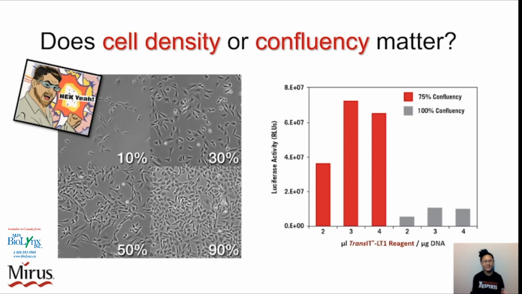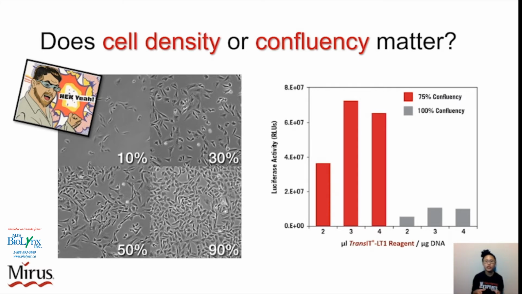Heck yeah, it does. These are 3T3 cells, by the way. Whatever the cell type, though, the cell density at the time of transfection can have a big impact on how your transfection results. In this example, a luciferase plasmid was transfected into 3T3 cells that were either 75% confluent, that's the red bars, or they were 100% confluent, covering the plate entirely, that's the gray bars. And as you can see there, if the plates were covered and the cells were not dividing, the luciferase expression was much lower.